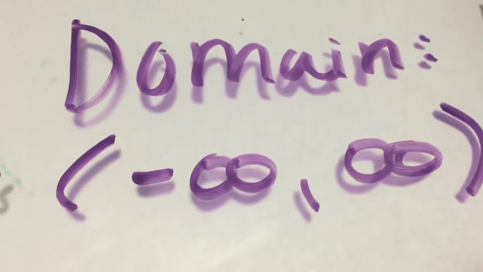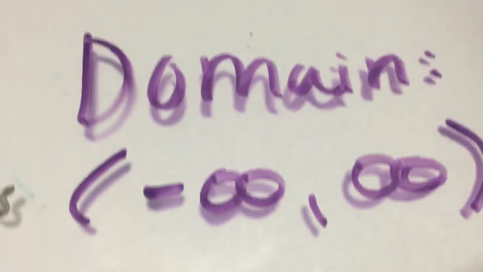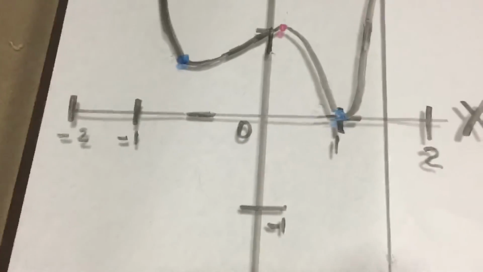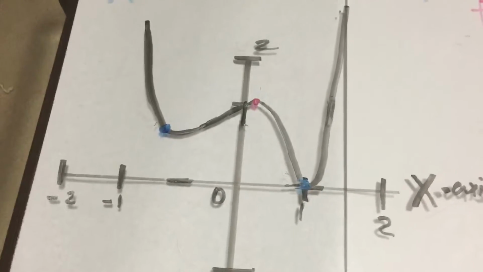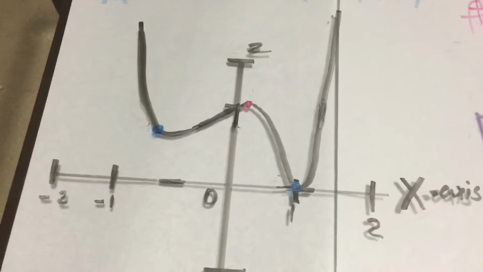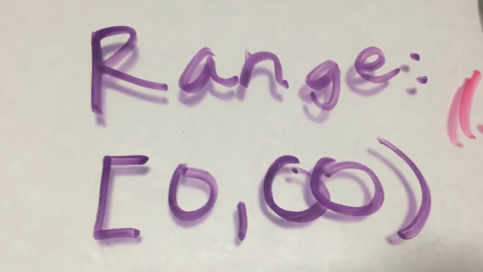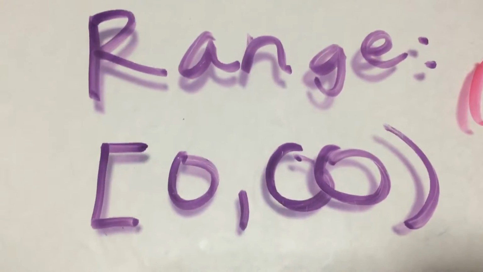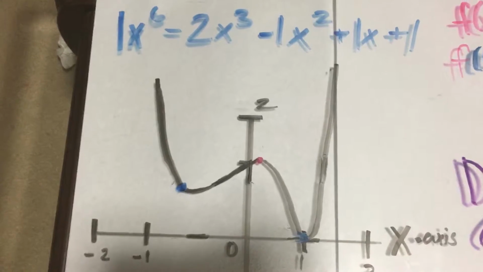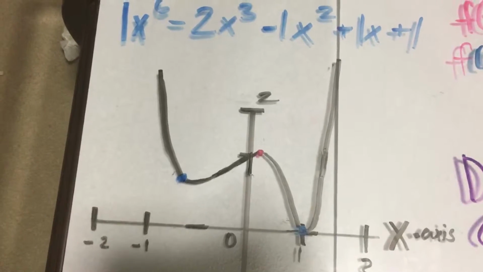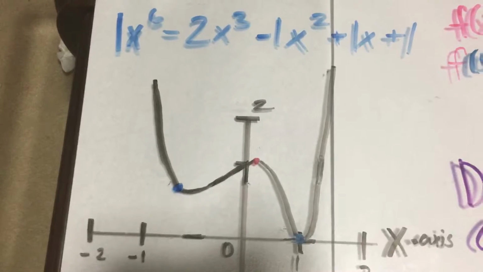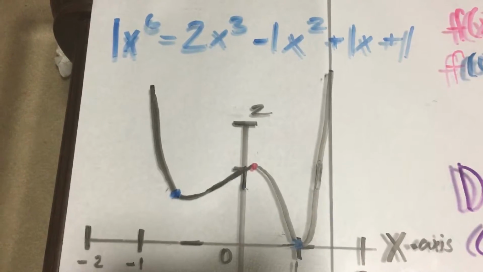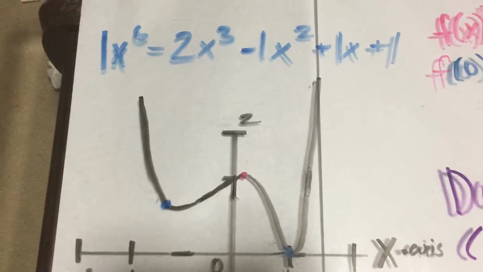Okay, so my domain is negative infinity, comma, infinity, because my graph continues infinitely to the left and infinitely to the right. My range is, starting with a bracket, 0, comma, infinity, and ending with a parenthesis. My range is this because it starts at 0 and doesn't go to the negative numbers, but it does continue going up infinitely.